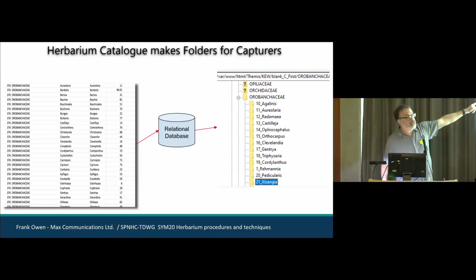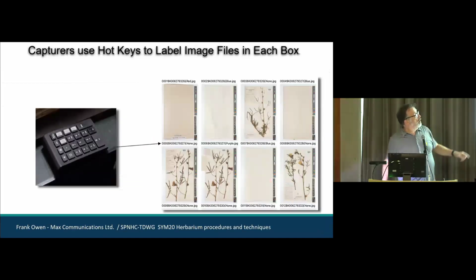Here's the spreadsheet that the curators have produced. We put that in a relational database and make a set of folders that the capturers use to capture into. And there are the hotkeys. You press the hotkey, and you see the file names that are exported out. We use Capture One software, and we export a high-resolution TIFF, which is the preservation copy, and a JPEG, which we use for doing the transcriptions. We capture all the folders, but those are only used for transcription.